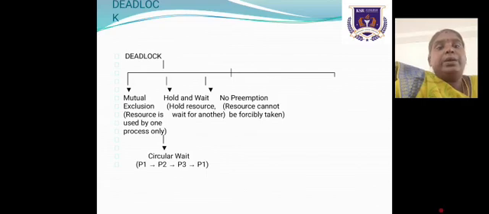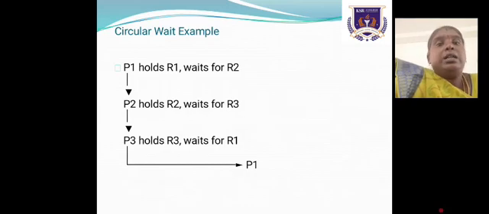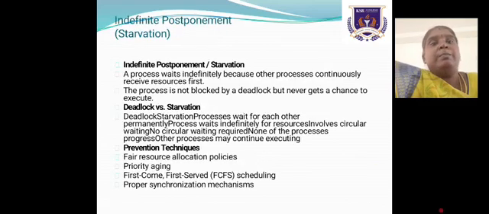Circular wait: P1, P2, P3 and back to P1. Circular wait example: P1 holds R1, waits for R2. P2 holds R2, waits for R3. P3 holds R3, waits for R1. Finally it reaches P1.